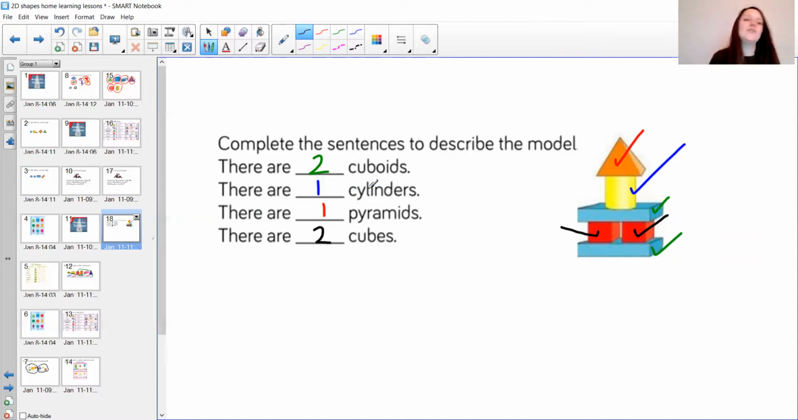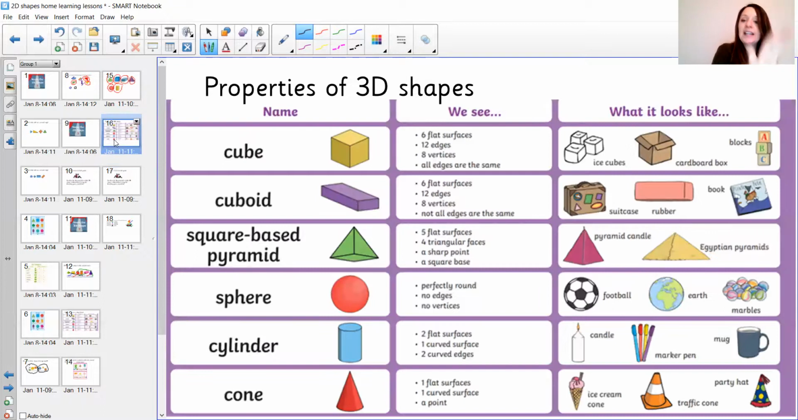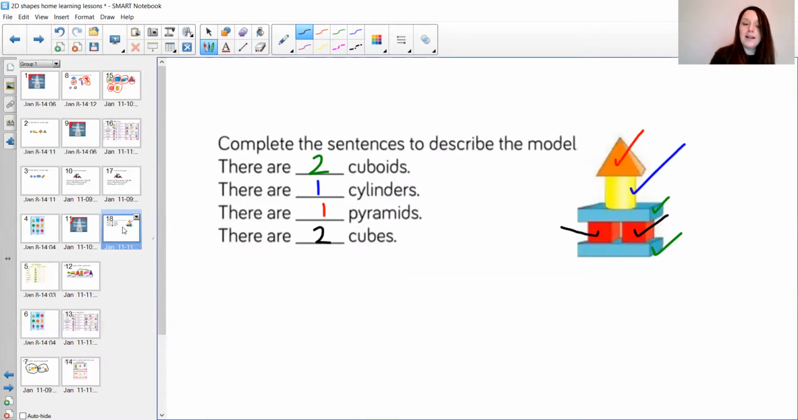So your tasks for today are you can either, or you can do more than 1, but 1 task is playing our back-to-back game. So you get your 3D shape, you don't show the person behind you, you describe it using the properties, and the other person guesses what your 3D shape is. That's 1 activity. Remember, if you find it tricky, use what I sent you yesterday to help you find those properties. Another activity you could do is you could build. Okay, so you can use real 3D things you found around the house, or if you're lucky enough to have 3D building blocks, use those and talk about the shapes you can see.